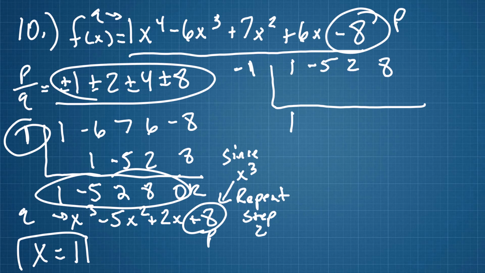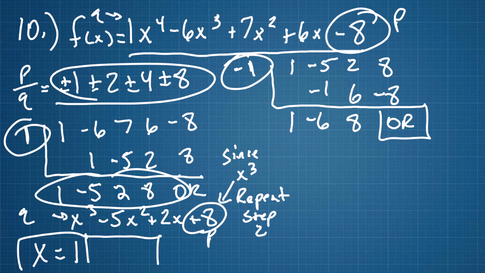So I drop down the 1. 1 times -1 is -1. -5 and -1 is -6. -1 times -6 is +6. 2 and 6 is 8. -1 times 8 is -8. No remainder. That means x equals -1 is a solution. I know I have to have 4 of them. I only have 2, so I have to find 2 more. I could repeat step 2. I could use the quadratic, but I'm going to factor this as x squared minus 6x plus 8 because it's factorable. So I'm going to factor.